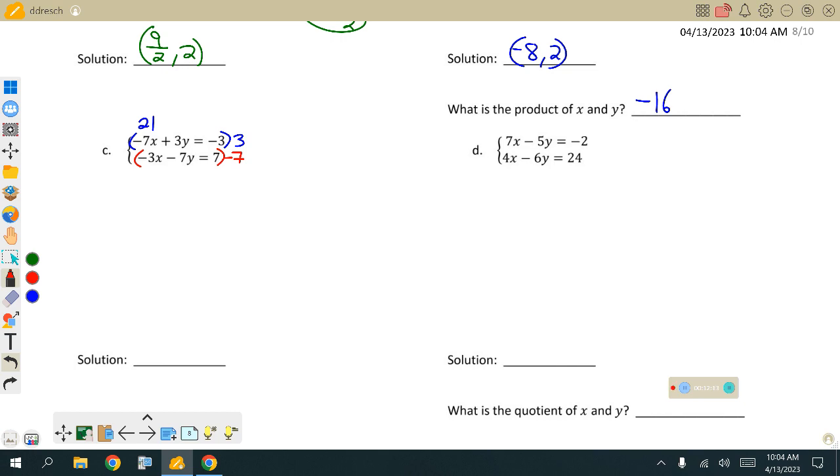Let's multiply by 3. And what do we got? Negative 21x. 9y. And negative 9. What do we got there, Jake? You can look for close.